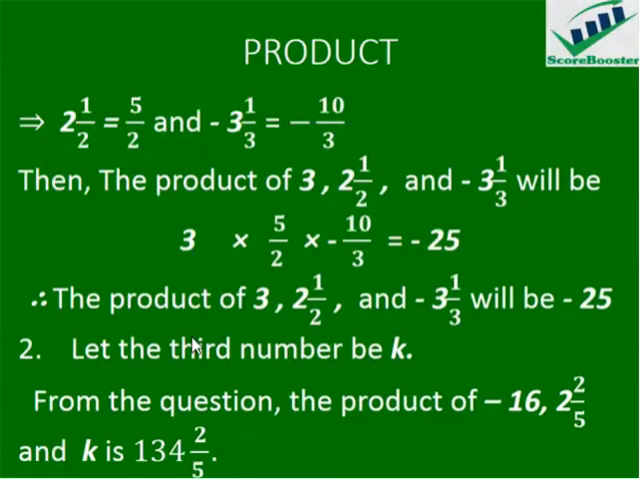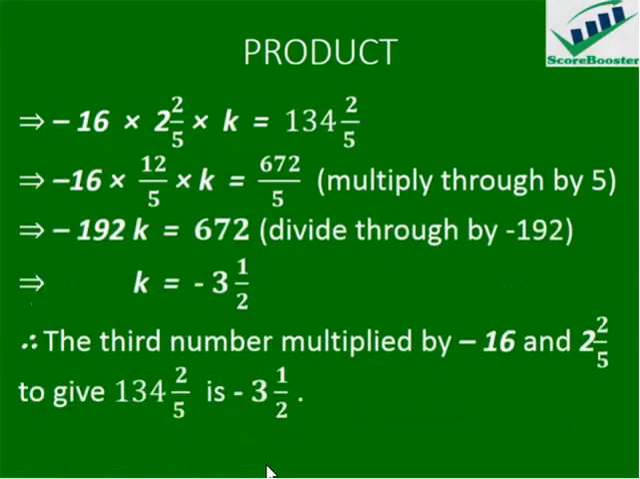So the first thing you do is to represent that third number we don't know by a variable. Here we choose to represent it by k. So from the question, we were told that the product of minus 16, 2 whole number 2/5 and that number we don't know is 1/34 whole number 2/5. So we write that in a numerical expression. So that's minus 16 multiplied by 2 whole number 2 over 5 multiplied by that number, but we know that the result is what? 134 whole number 2 over 5.